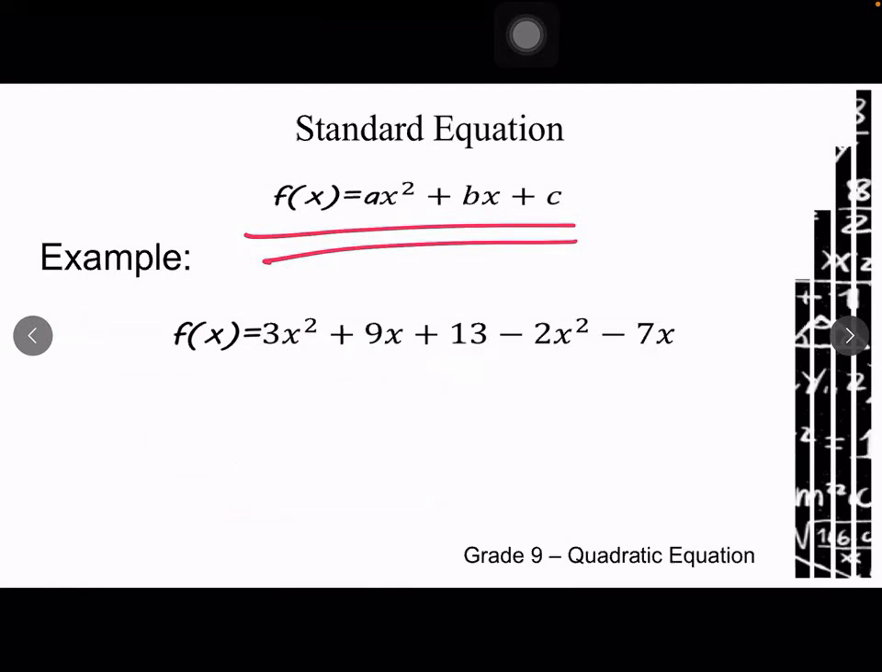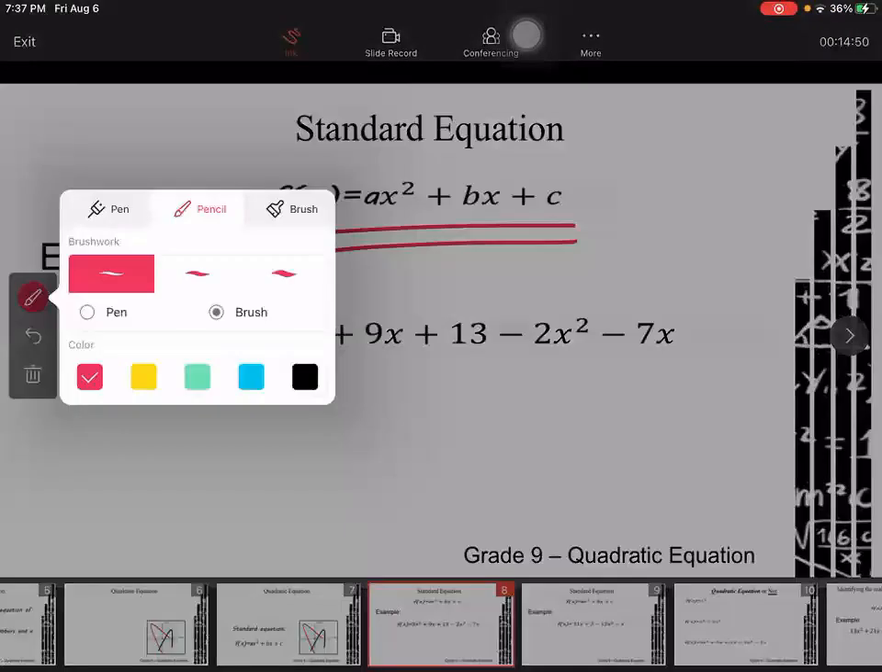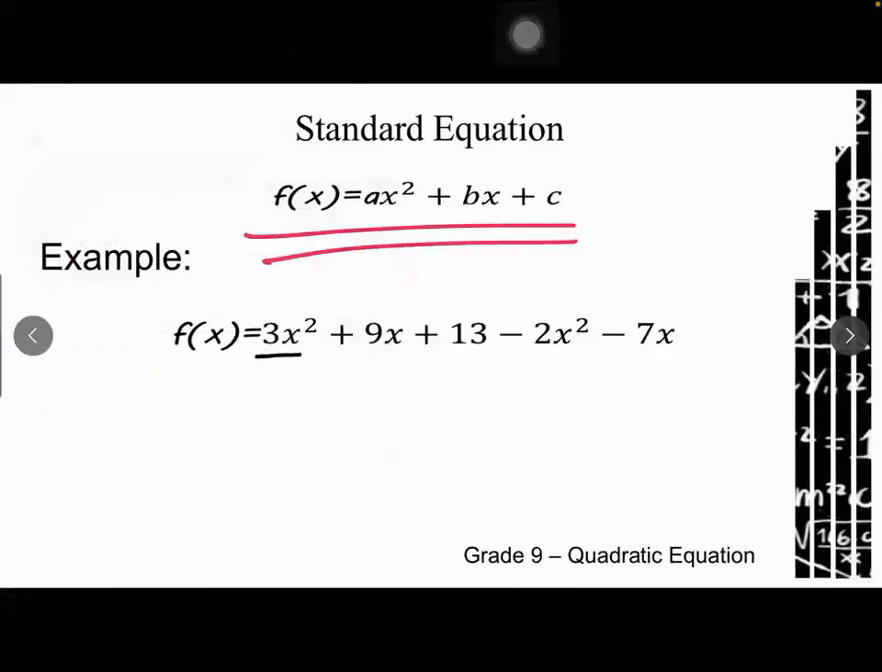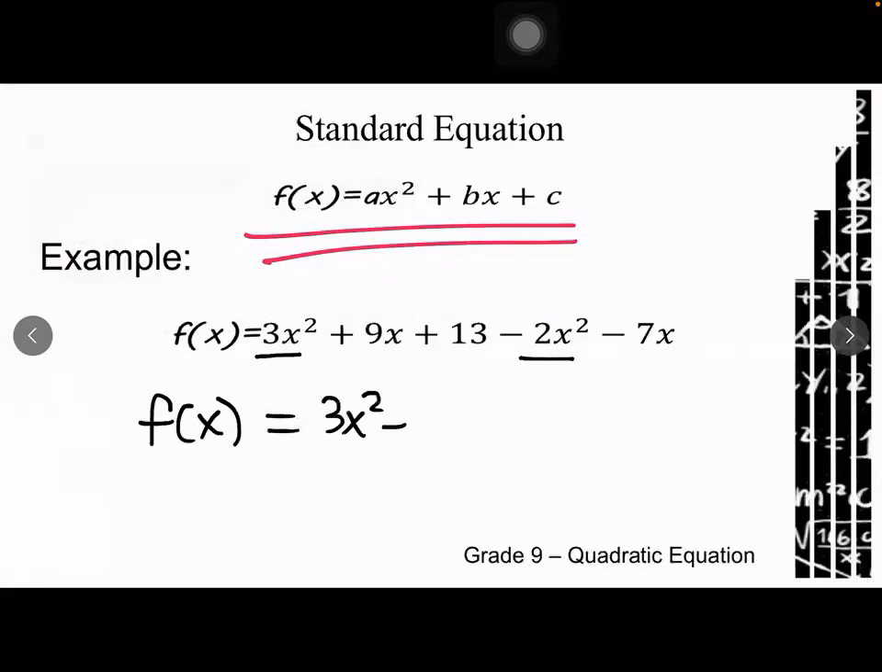So we have 3x squared plus 9x plus 13 minus 2x squared minus 7x. So our goal here is we need to convert it in standard form by combining the like terms. So sino-sino po ba yung mga like terms? So we will be looking at the values of our variable, kung sino po yung magkakaparehas, therefore sila po yung ating pagsasamahin. So sa madaling salita, we have 3x squared and negative 2x squared. So sila po yung ating pagdidikitin. So we have 3x squared minus 2x squared.